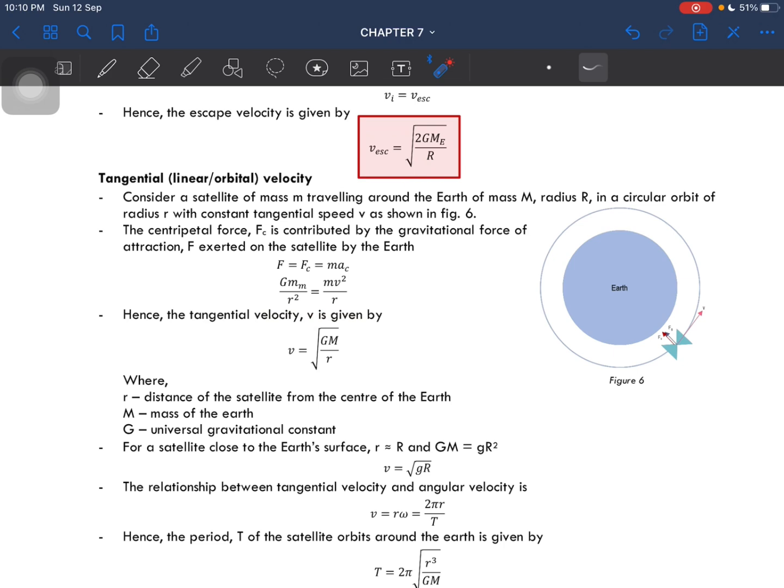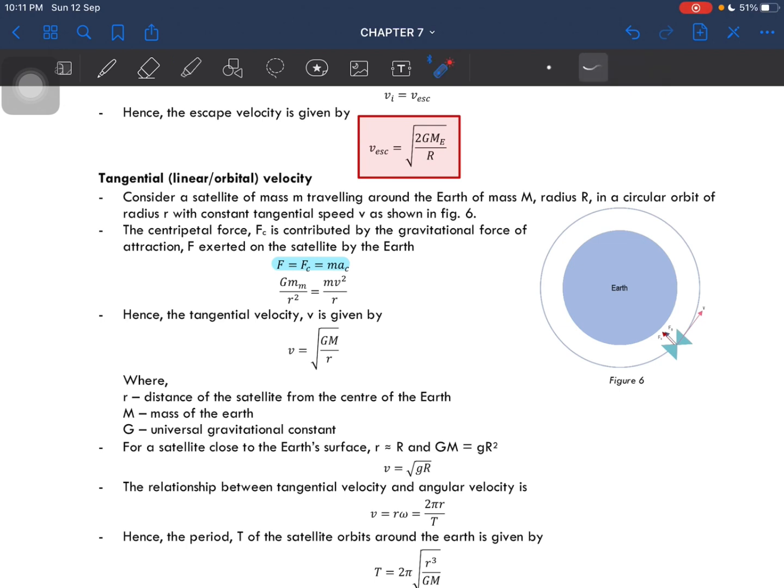Let's consider a satellite of mass m. This is the satellite traveling around the Earth of mass M and radius capital R, in a circular orbit of radius r. It is traveling with constant tangential velocity. Tangential velocity is basically the linear velocity. The centripetal force contributed by this gravitational force of attraction F can be written as this formula here. This is the circular motion formula.